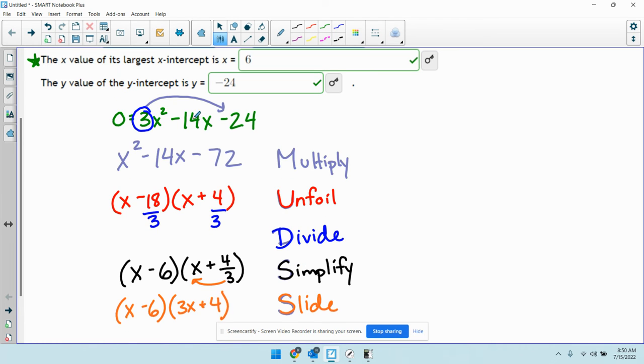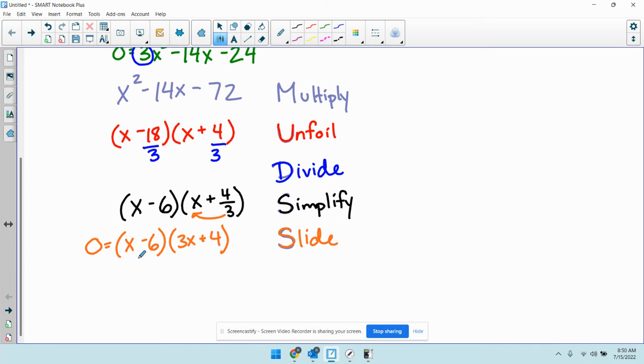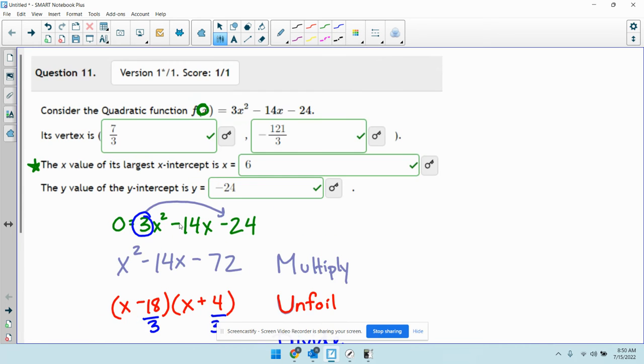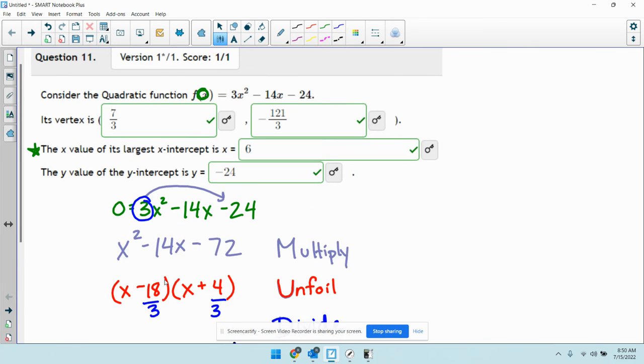And if you FOIL this out, you will in fact get that quadratic. So I want to know what values of x make this 0. So if you solve, you get x equals 6 or negative 4/3. Okay, and the larger of the two is obviously 6. Okay, so that's the MUDSS method.